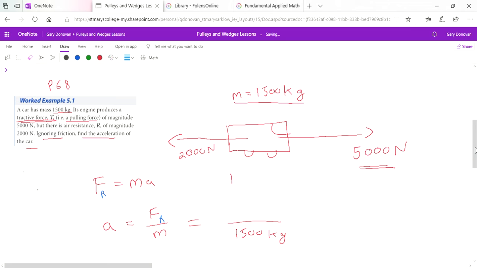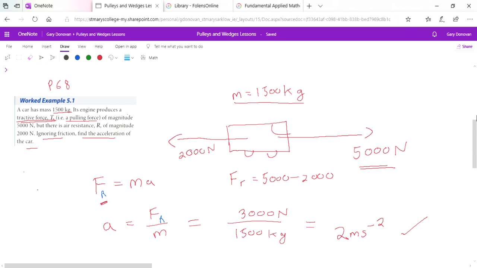What we do is we calculate the resultant force first, which is going to be 5,000 take away 2,000, which is 3,000 newtons. Type that into your calculator and you'll get an answer of 2 meters per second squared. And that's the answer to the first question. So that's nice and easy, but that's just an introduction into making sure you use the resultant force.